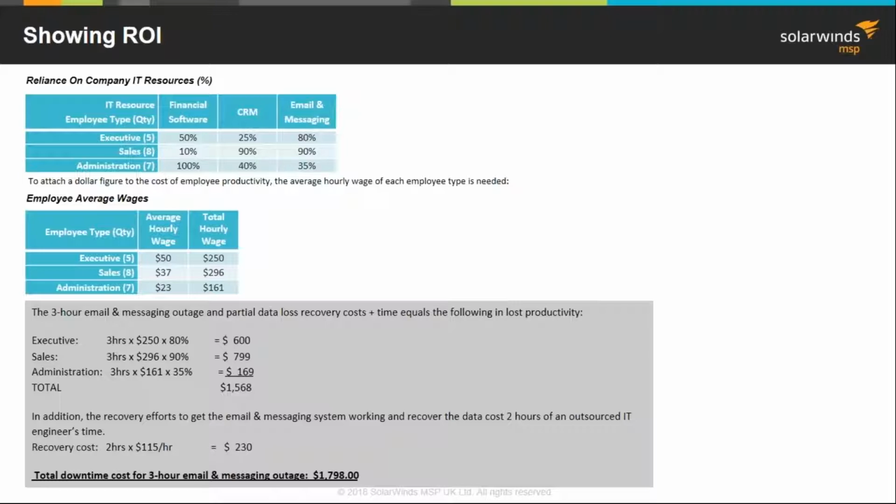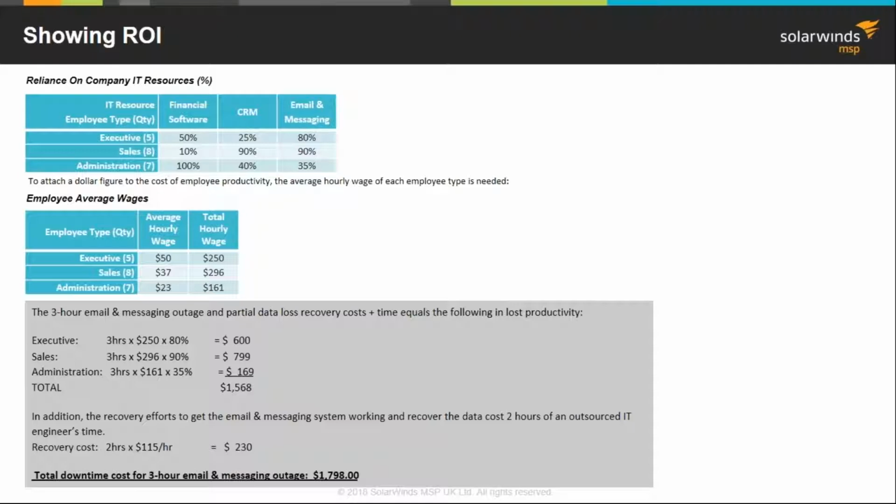Now, there's probably a multitude of teams within that organization, but we've taken the three core ones: the executive team with 5 people on it, a sales team with 8 people, and an administrative team with 7. So that would be your finance and so forth. Now, there are 3 core applications that they rely on: a financial software, a CRM, and email and messaging.